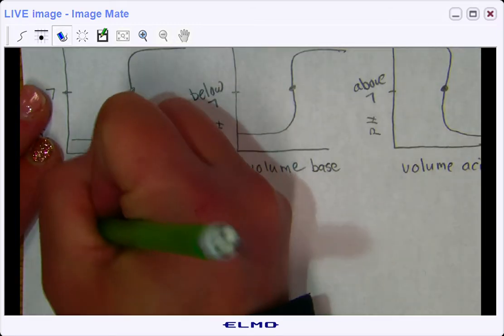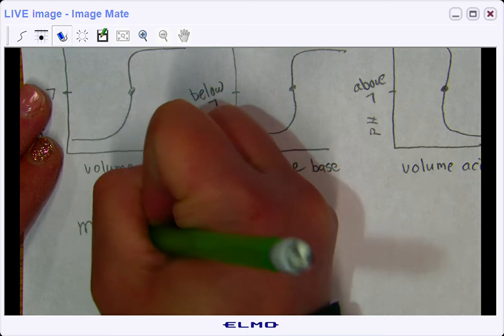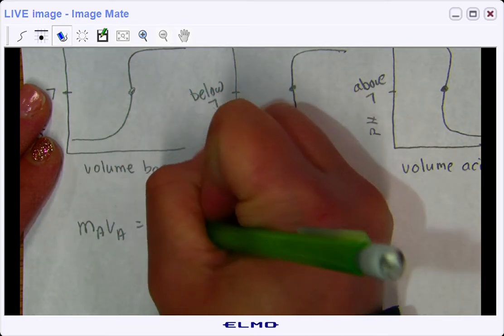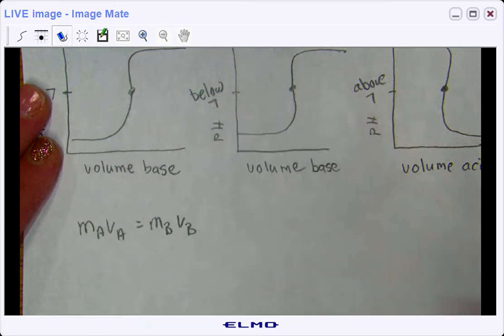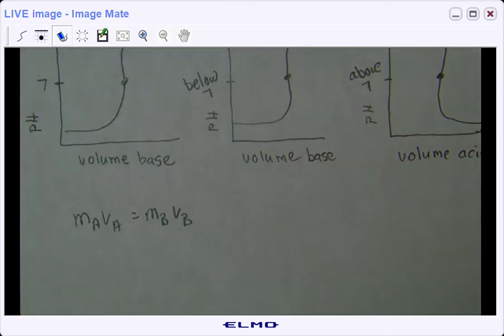So our formula for a strong is the molarity of an acid times the volume of an acid will equal the molarity of a base times the volume of a base. So this is MAVA equals MBVB.